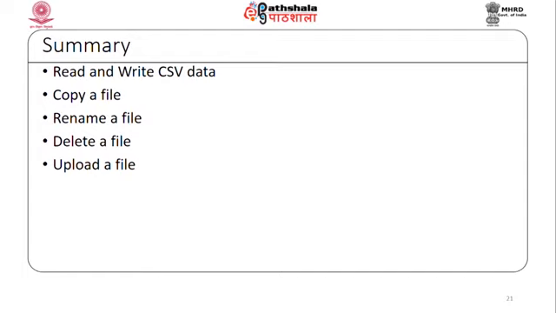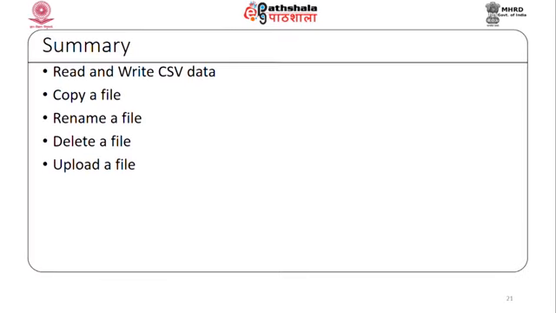Let us summarize today's session. In today's session, we learned about comma separated value or CSV files, and we know that comma separated value files are very much used. In a CSV file, each line represents one record, and the record's attribute values are separated by commas. Then we saw how to write data into a CSV file, then how to read data from a CSV file, then how to copy, rename and delete a file, and finally, I demonstrated how to upload a file using PHP. So, this is all about today's session.